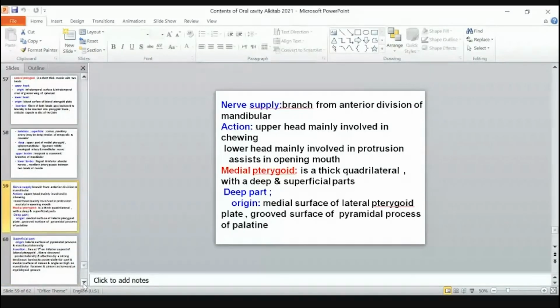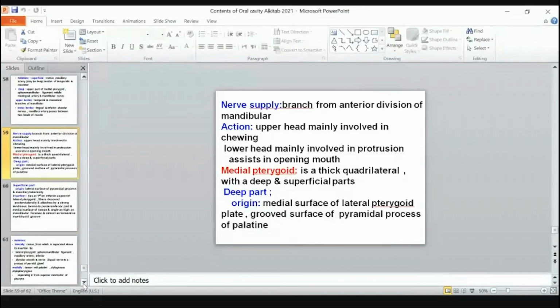Nerve supply: branch from anterior division of mandibular nerve. Upper head mainly involved in chewing, because it leads to side-to-side movement. Lower head mainly involved in protrusion and assists in opening the mouth, because it pulls the head of the mandible forward.